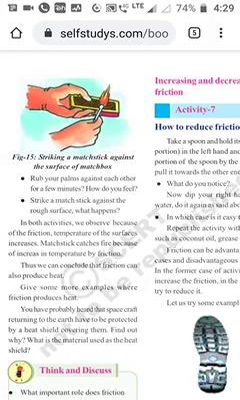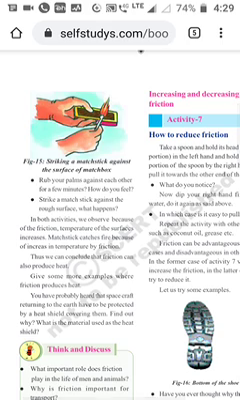Yes or no? From rubbing the hands and also rubbing the matchstick on the matchbox, what happened? Heat is produced, and by producing heat, the matchstick catches fire. Yes or no? By getting that heat, the matchstick starts to burn. So from these two pictures, we concluded that friction produces heat. Next, give some more examples where friction produces heat.